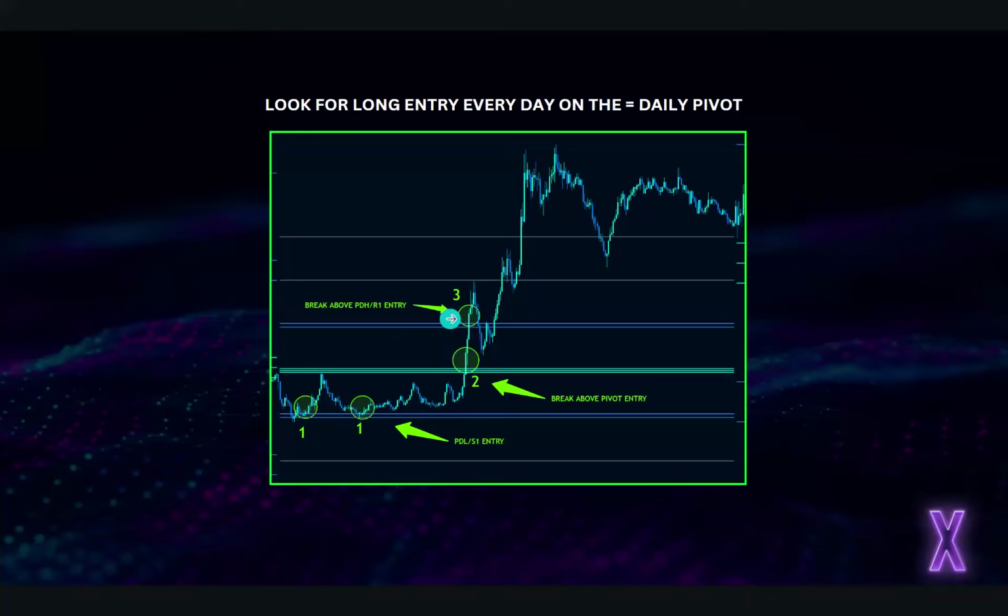And then entry number three is when price breaks above previous day high and resistance one. And you can see in this example, it broke and it dropped down then on the second round. So you might have been taken out on the first round with your stop loss. Second round, you would have gotten in. And this hit targets two, target three perfectly.